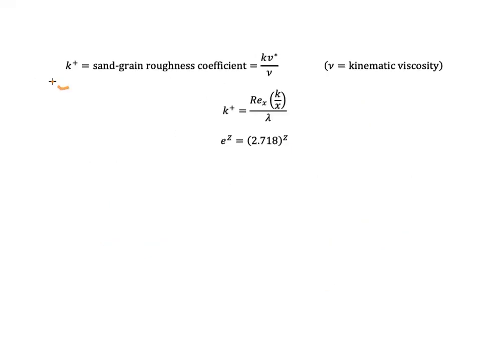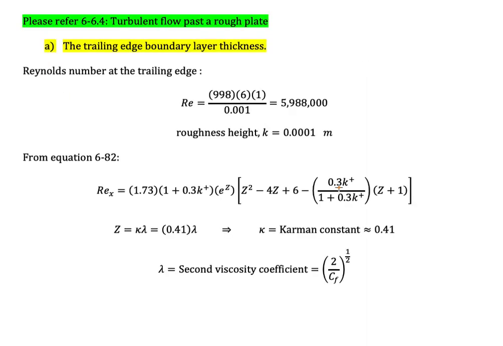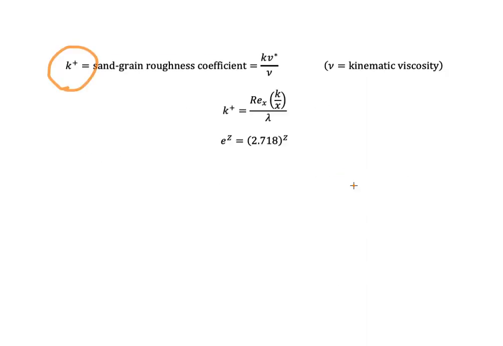So then we have a K plus in this equation, and K plus here is actually the sand grain roughness coefficient. As I said, normally they use sandpaper to start the experimental work, and then they give some kind of coefficient for this sandpaper. So we call it the sand grain roughness coefficient, and it is equal to k v star over nu, where nu here is the kinematic viscosity of the fluid.